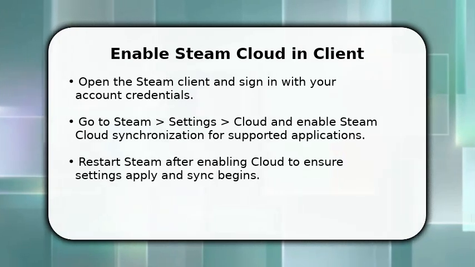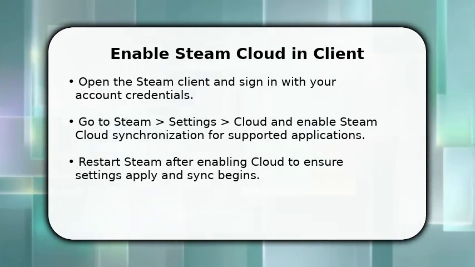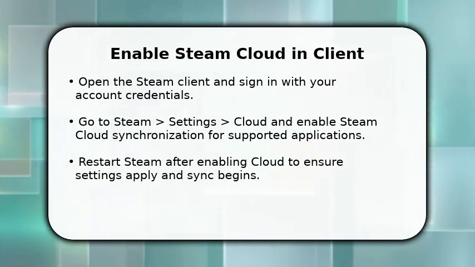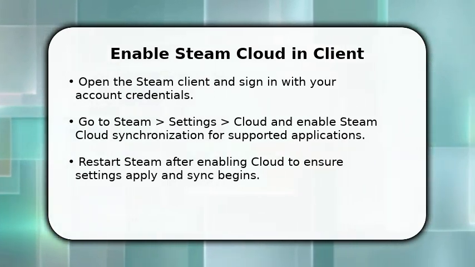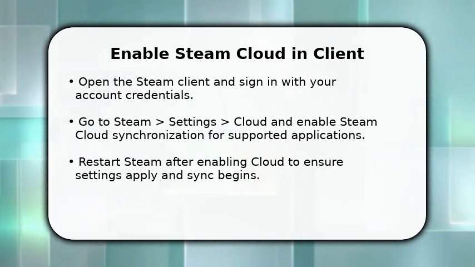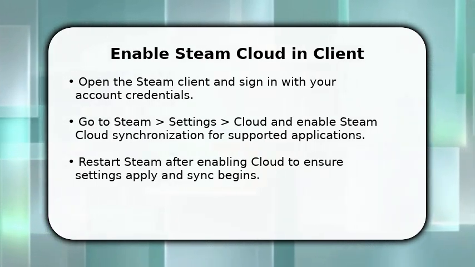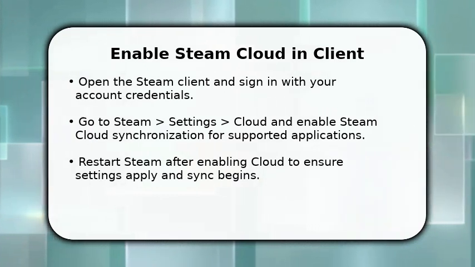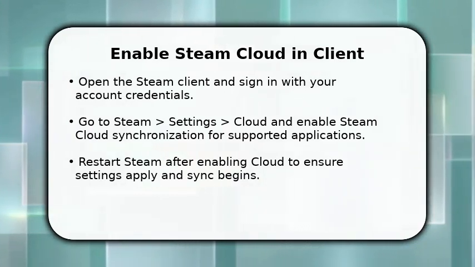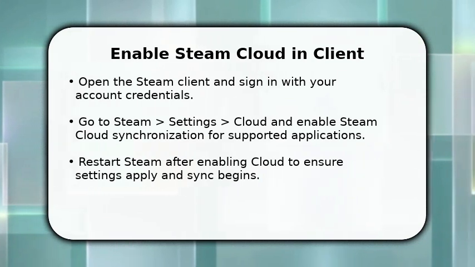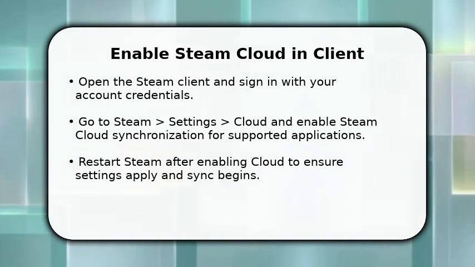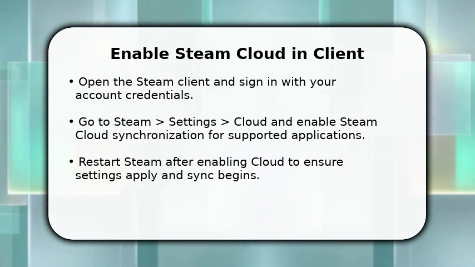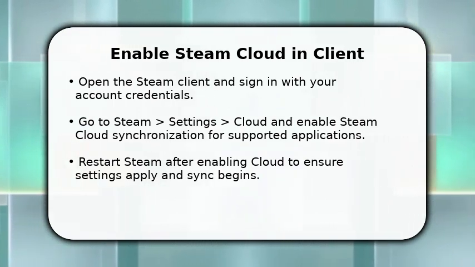Open the Steam client and sign in with your account credentials. This must be the same account you use on other devices for Cloud Sync. From the top menu, choose Steam, then Settings, select the Cloud tab, and enable Steam Cloud Synchronization for supported applications. Confirm that each game's individual properties also allow cloud saves. Then restart Steam so the client applies settings and begins uploading local save files to your cloud storage automatically.